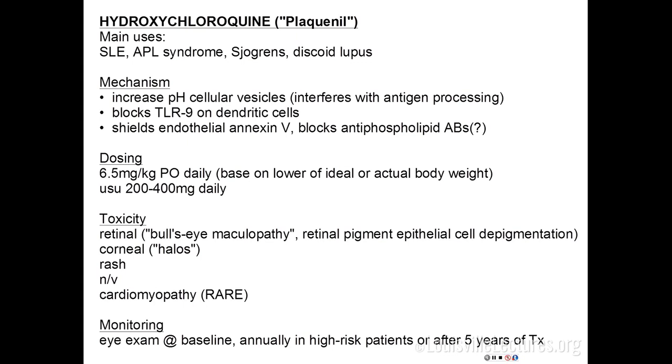Nausea and vomiting, like all of our drugs, is the most common side effect that we see. Again, we usually start at a half dose and work up to the full dose, and that gets better. The retinal toxicity is the most feared and the one that you'll see on boards. The code words that you'll see are bullseye maculopathy or retinal pigment epithelial cell depigmentation. They can get some corneal halos. So I think the guidelines are eye exam at baseline and then annually in high-risk patients or after 5 years. I think most patients end up just getting annually because the American Academy of Ophthalmology recommends annual eye exams anyway over a certain age. So most of them we have see annually.